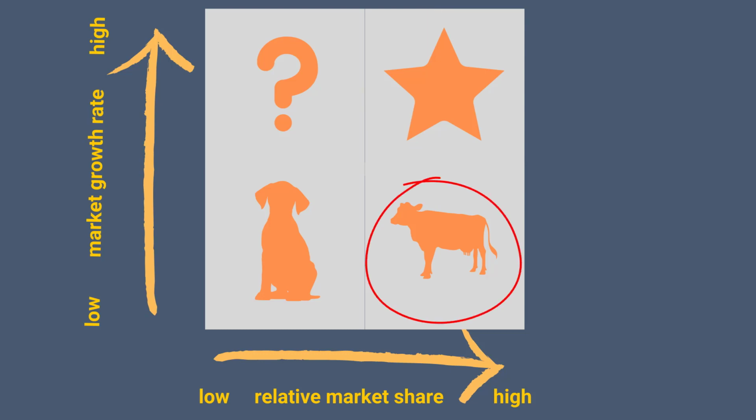And in time, stars will very likely, or very probably, become cash cows. Now, cash cows have a high market share, but the problem is they're in low growth, or what is often called mature markets. They've got competitive strength, but they're in the maturity phase. Now, the maturity phase also happens in the product life cycle, which we'll come on to in a moment.